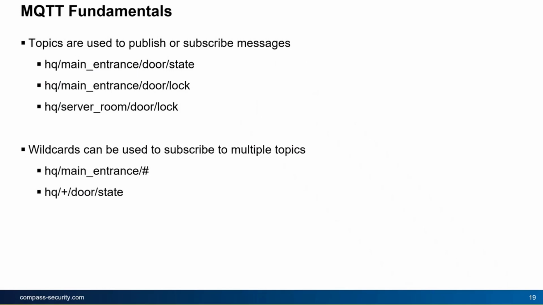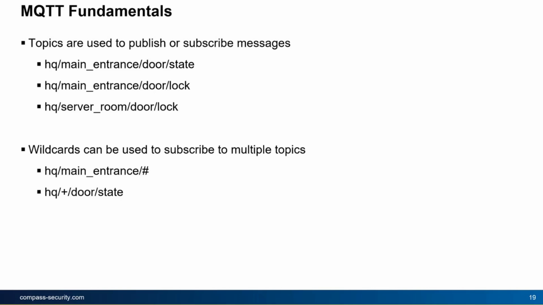So how do these topics look like? They're similarly built up like a file hierarchy in Linux. Here we have 3 examples: HQ main entrance door state, the door lock, as well as the HQ server room door lock. And when you publish a message, you always have to send this to a topic. And when you subscribe to a message, it's also always done via the topic itself.